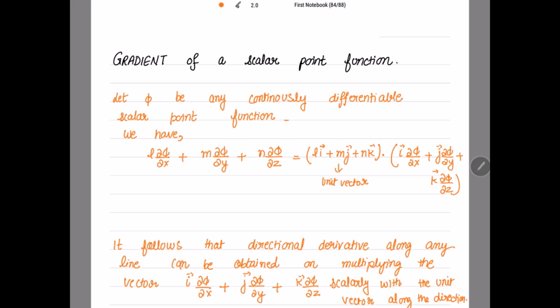Scalarly means dot product with the unit vector along the direction. This is your unit vector. So we have to multiply this new vector with this unit vector to get the directional derivative along any line.